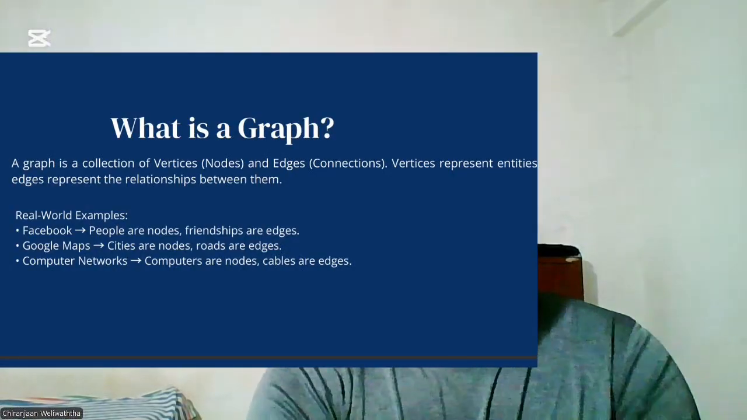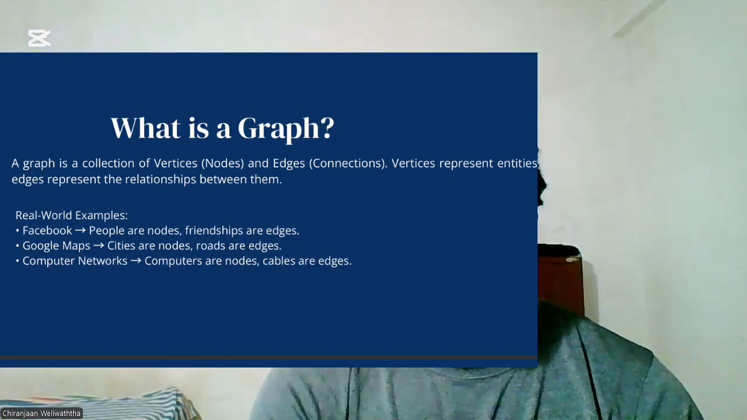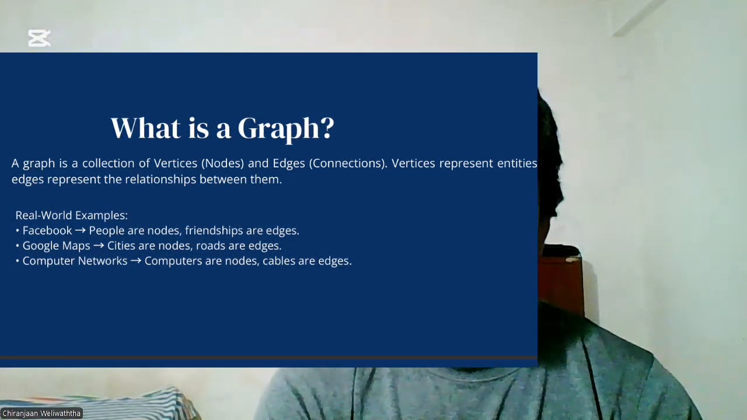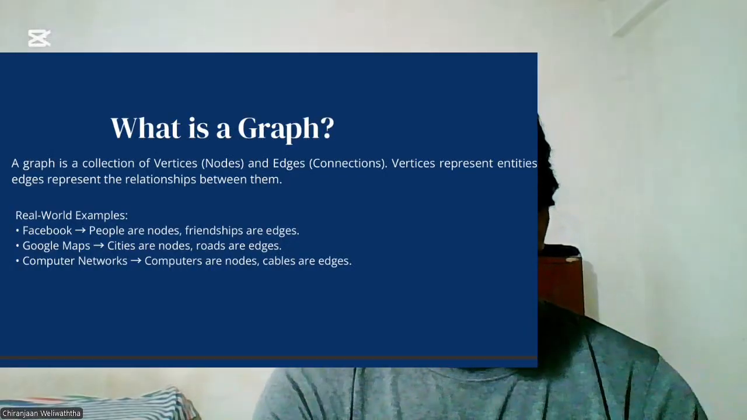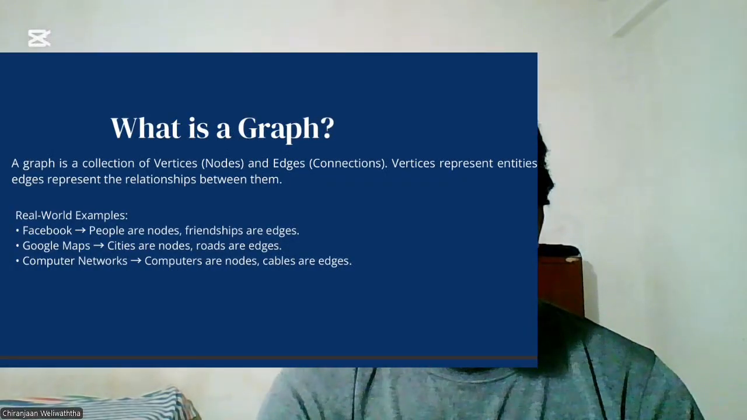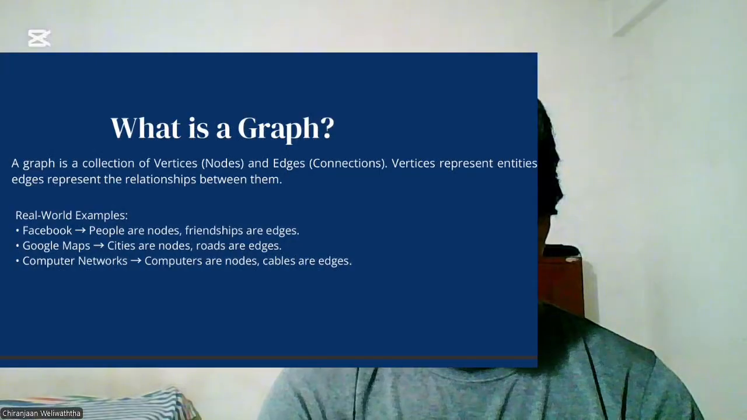As an example, Facebook. People are nodes, friendships are edges. Another example, Google Maps. Cities are nodes, roads are edges. Another example, computer networks. Computers are nodes, cables are edges.